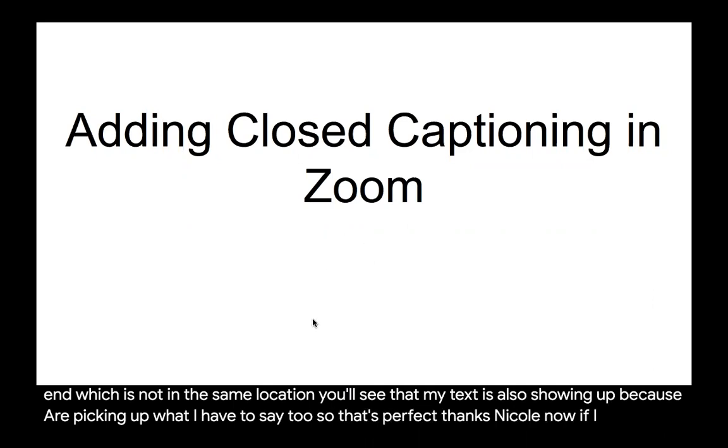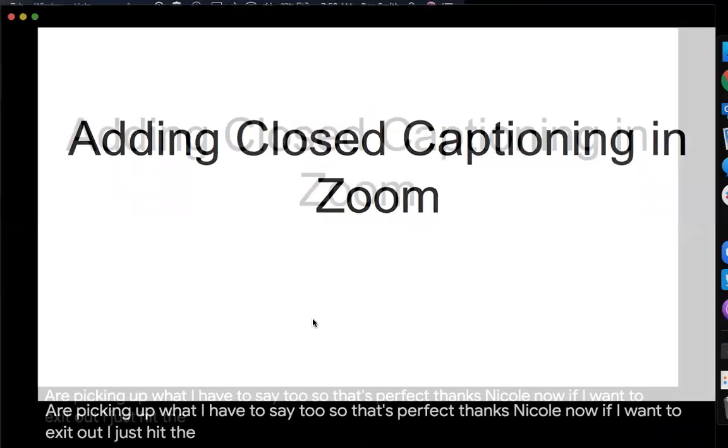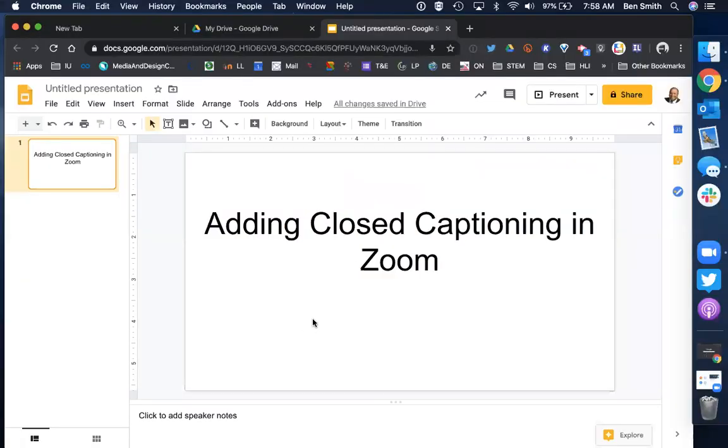Now, if I want to exit out, I just hit the escape button on my keyboard and it puts me back into this mode. Now that'll work fine if what you want to do is closed caption things that are in a Google slide deck. But what if you want to present other content and you want to do this same closed captioning?